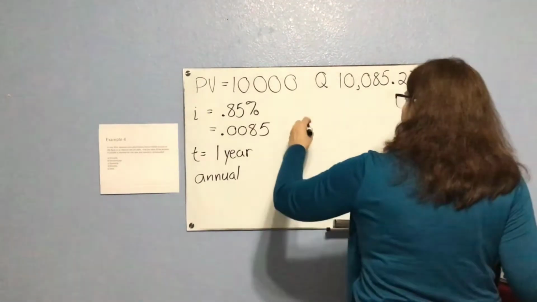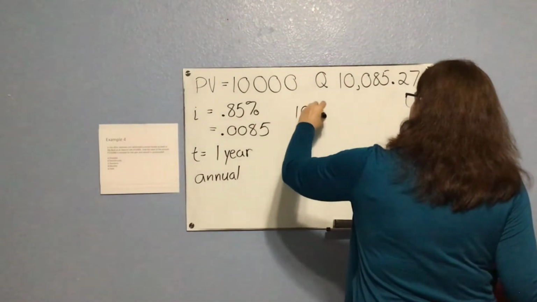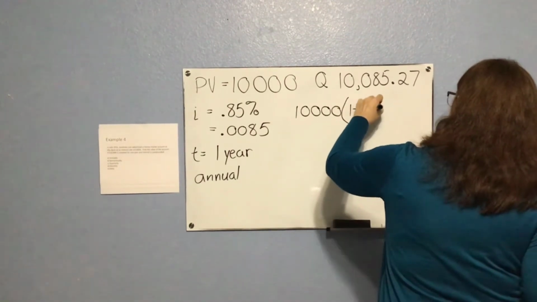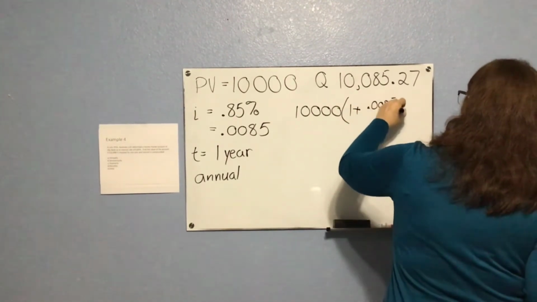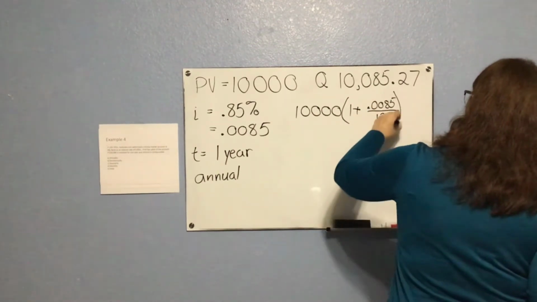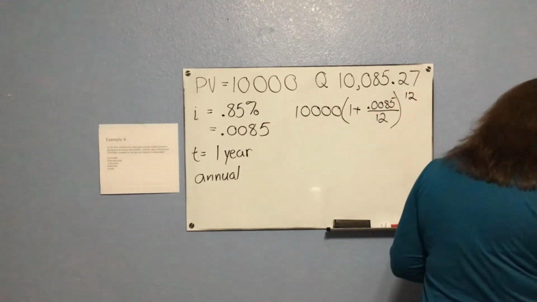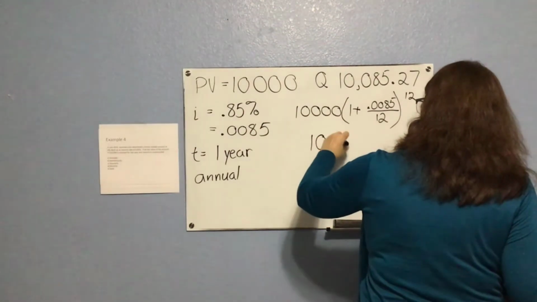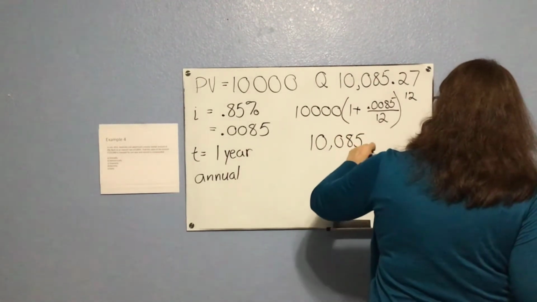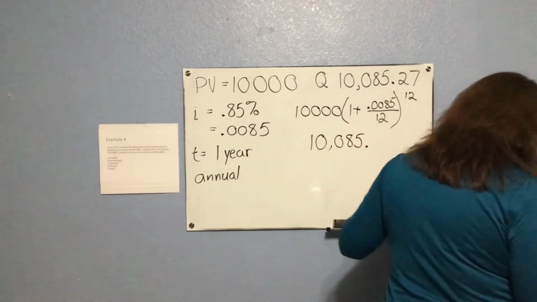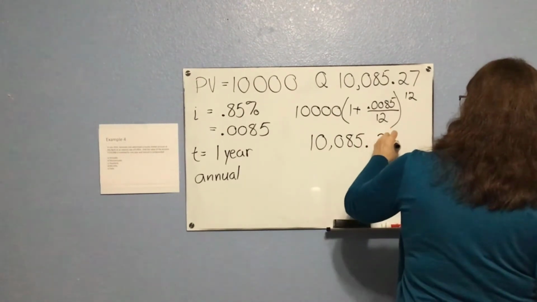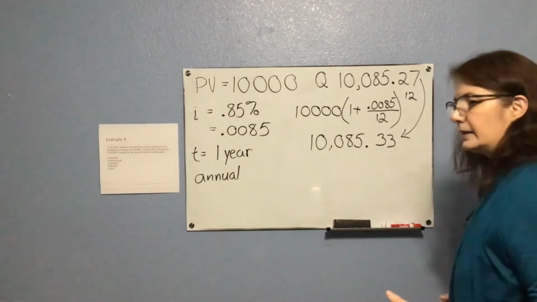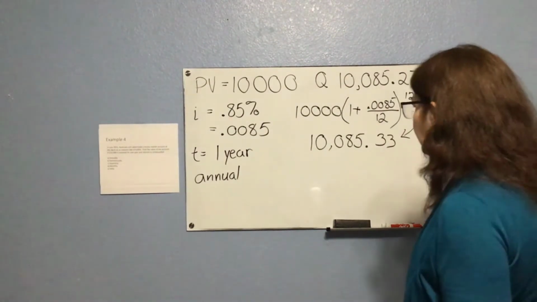Now let's look at monthly. So now I'm going to have 10,000 times 1 plus 0.0085 over 12 to the 12th power. And so this gets me $10,085 and 33 cents. So you can see here I made a gain of 6 cents by going with monthly compounding.